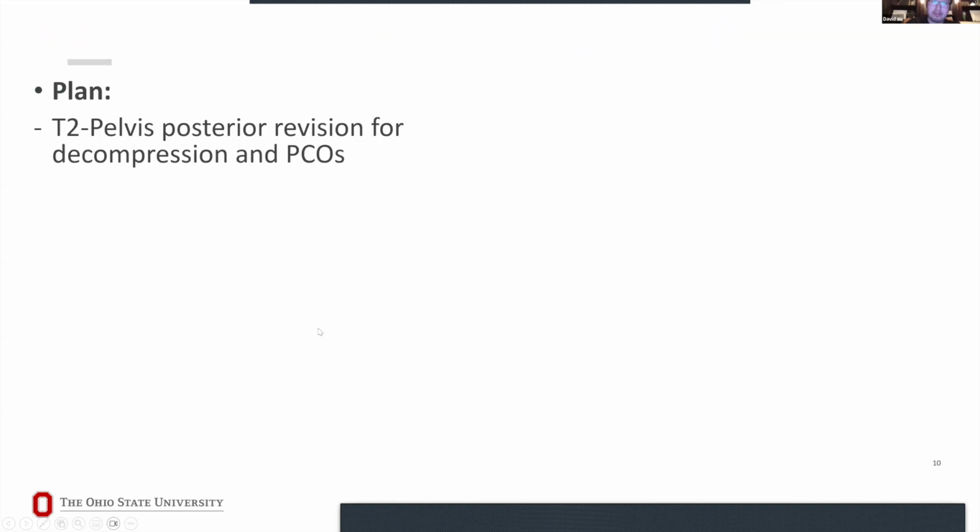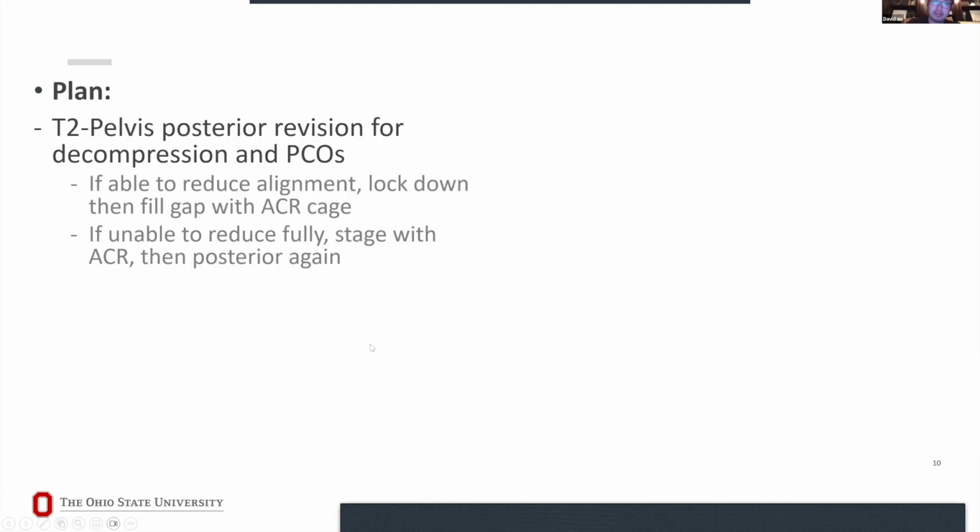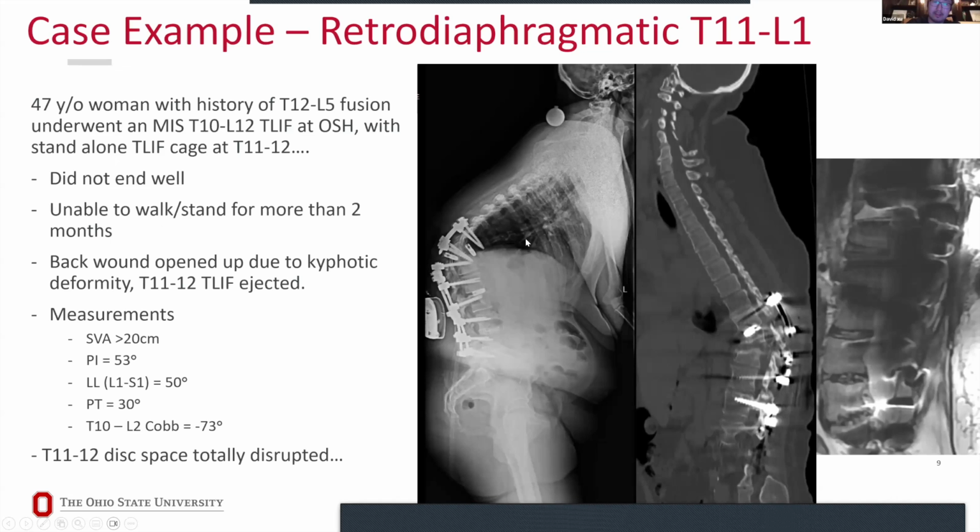So my plan, it's going to be a long segment reconstruction, T2 to pelvis. I thought that we would start posterior, just because if you look at the x-rays, one of the TLIF cages shot out. Thank God this was in Kambin's triangle and not in the middle of the spinal canal. So my thought process was we're going to go in, decompress posteriorly first, get the cages out, and just see what the alignment does.